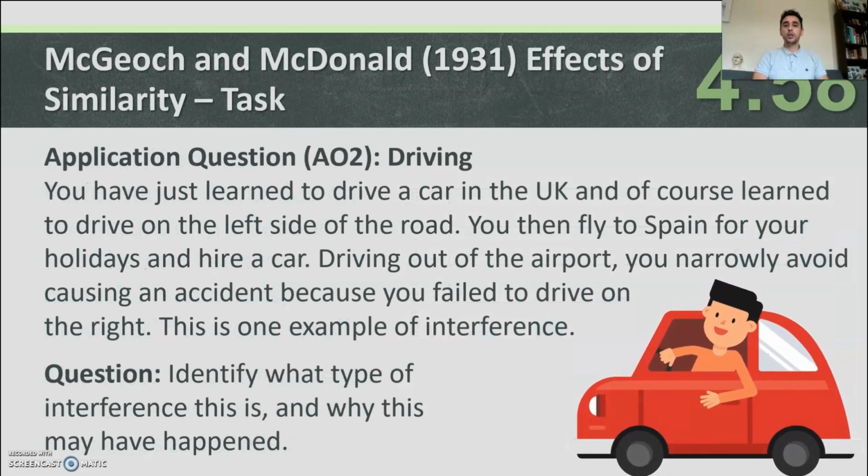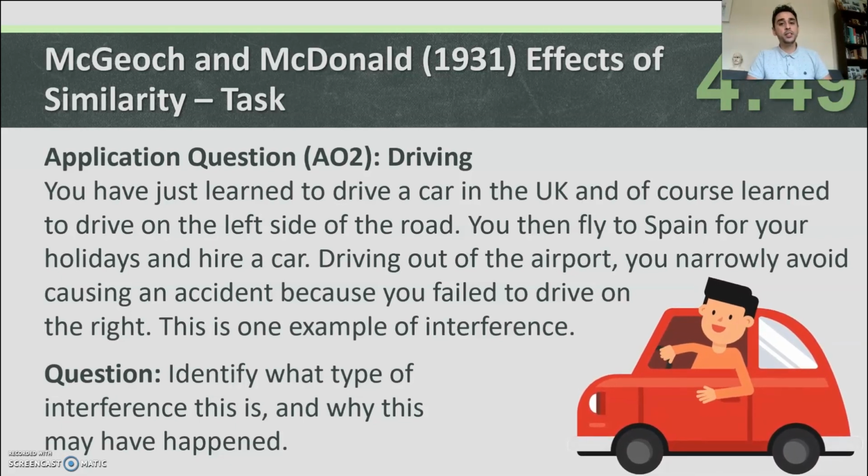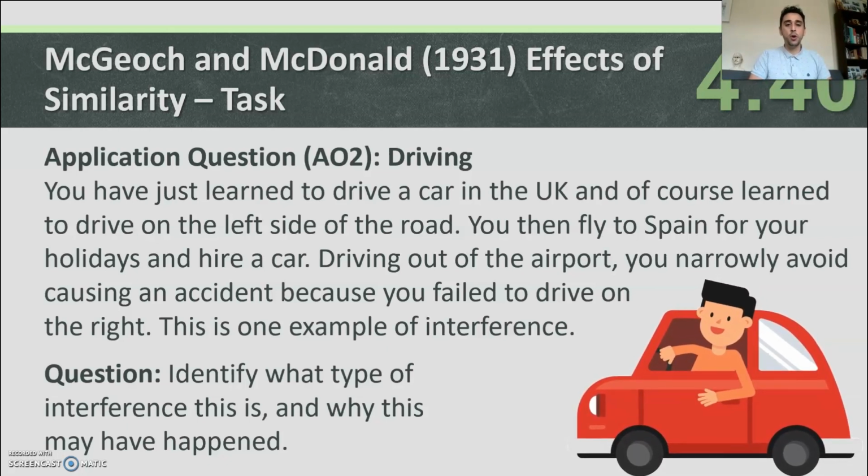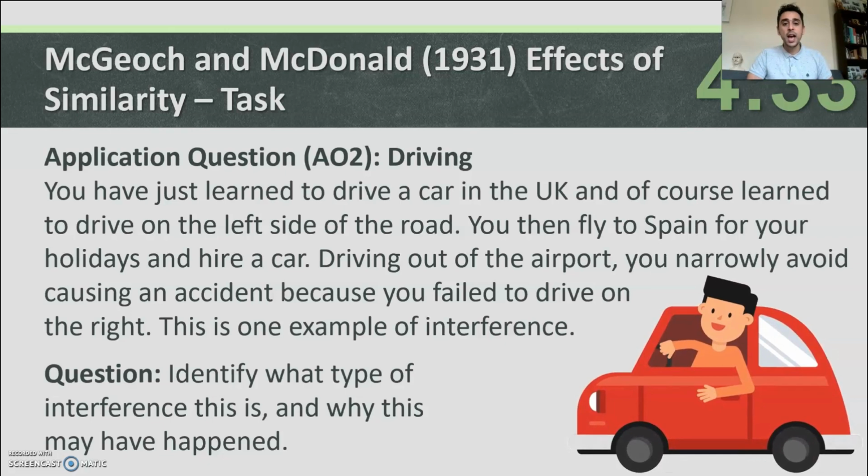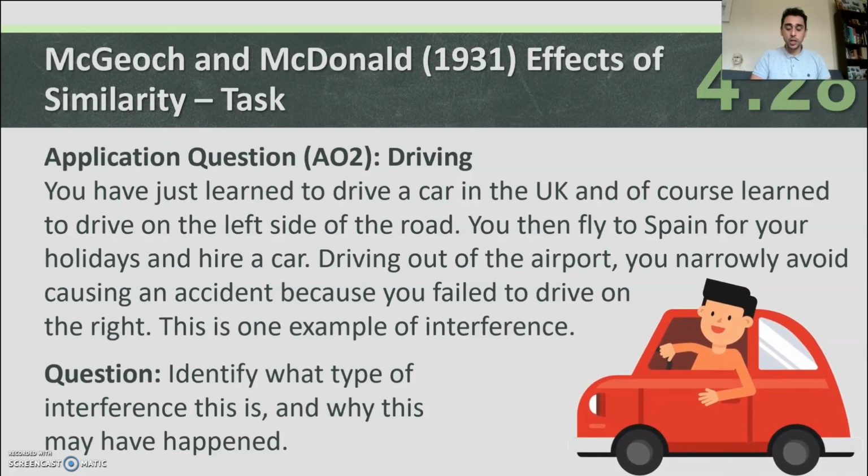Here's an application question on driving. You have just learned to drive a car in the UK and of course learn to drive on the left side of the road. You then fly to Spain for your holidays and hire a car. Driving out of the airport, you narrowly avoid causing an accident because you fail to drive on the right. This is one example of interference. Identify what type of interference this is and why this may have happened. Pause the video. Quote parts of the question in your answer because it's an application question. Right, write it down.